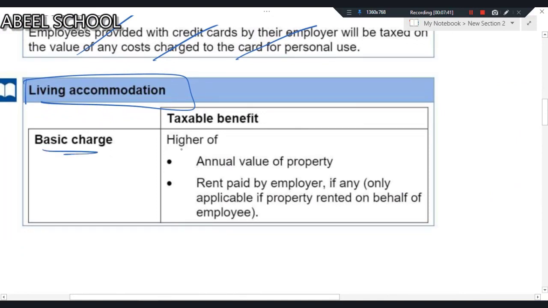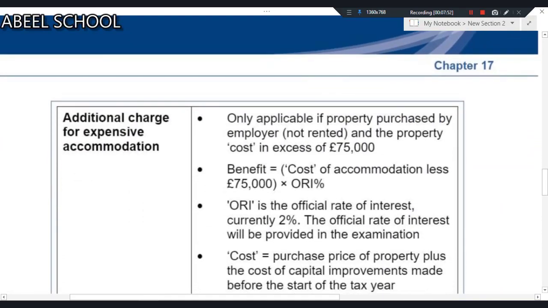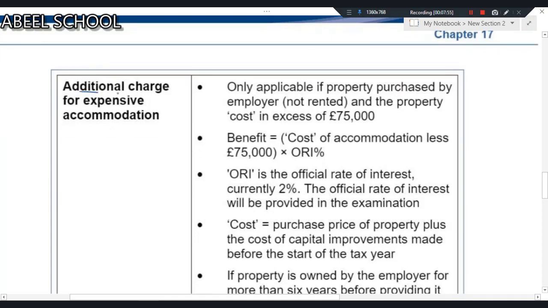Living accommodation, basic charge is the higher of the annual value or rent paid by the employer, if any. Only applicable if the property is rented on behalf of the employee. Here comes the additional charge for expensive accommodation. Only applicable if the property is purchased by the employer, not rented, and the property costs more than £75,000. How do we calculate that additional benefit? Cost of the accommodation less 75,000 into the official interest rate, which is 2%. The official rate is 2% currently, and this rate will be given to you in the exam also.